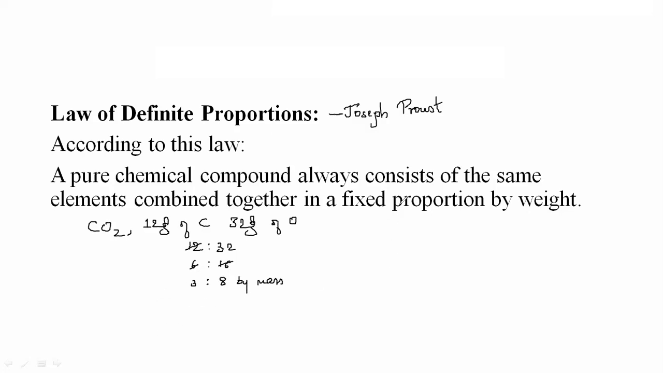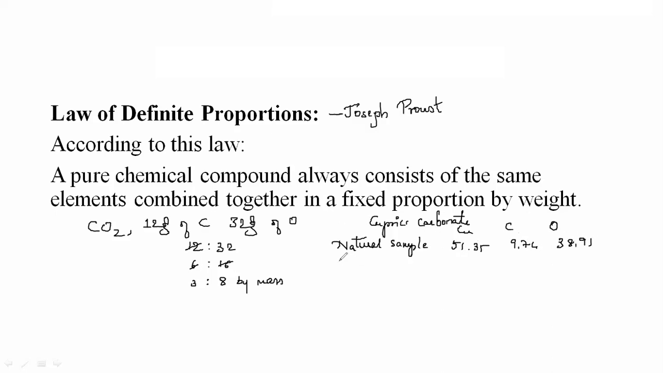Another example is cupric carbonate. Let me say I have taken a natural sample of cupric carbonate. Cupric carbonate means it contains copper, carbon, and oxygen. If you look at the percentage in cupric carbonate, CuCO3, copper is 51.35 by mass, carbon is 9.74 and oxygen is 38.91.